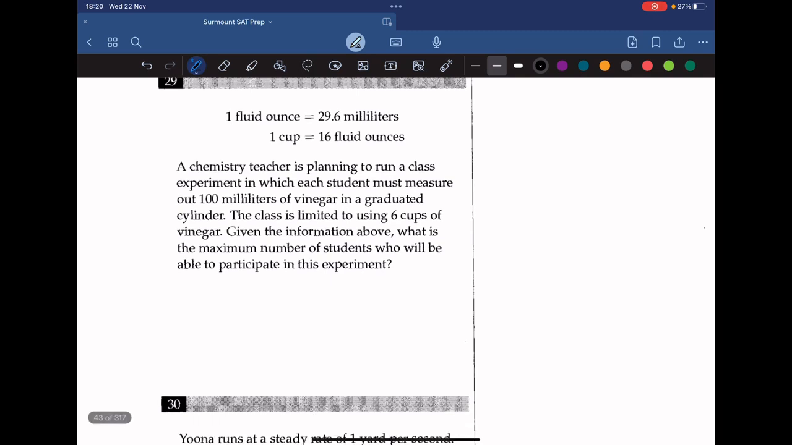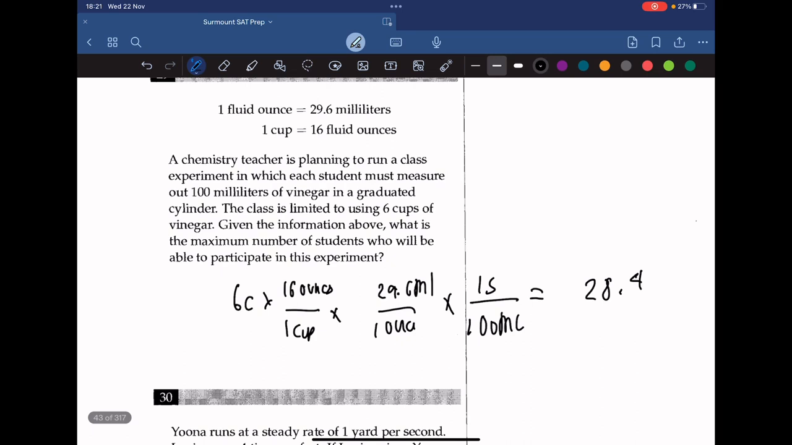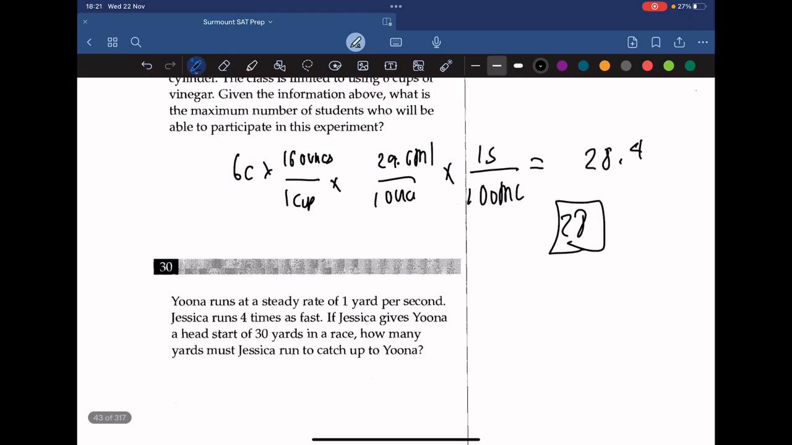So we can write this as an equation as we did before. 6 cups times 16 ounces over 1 cup times 29.6 milliliters over 1 ounce, times 1 student over 100 milliliters, which would give us 28.4 students. And since it wouldn't make sense to have 28.4 students, the most that can be accommodated should be 28. It's not 29, okay? So the answer is 28.